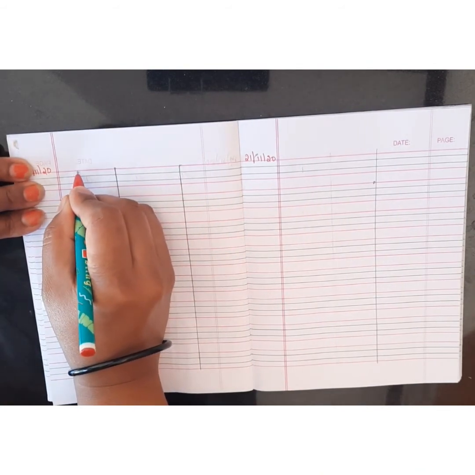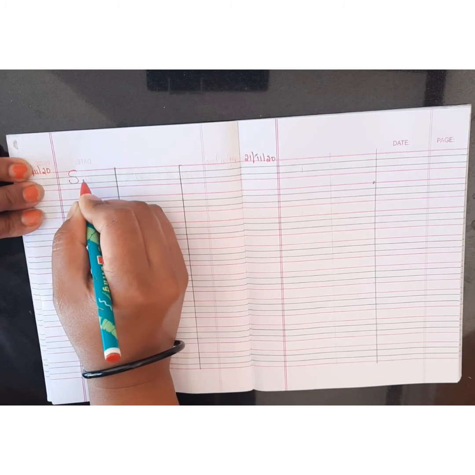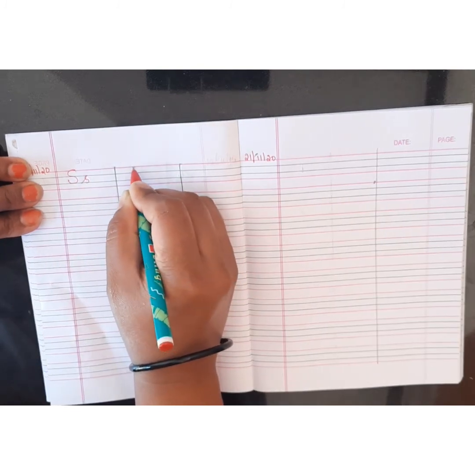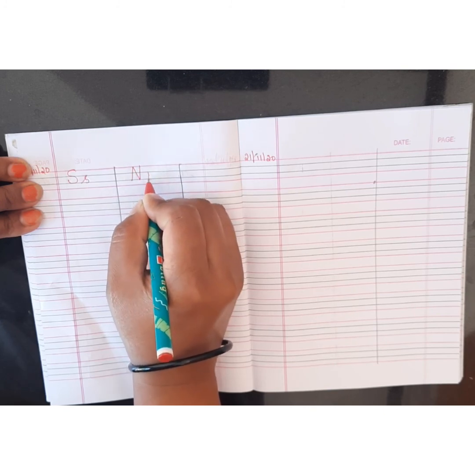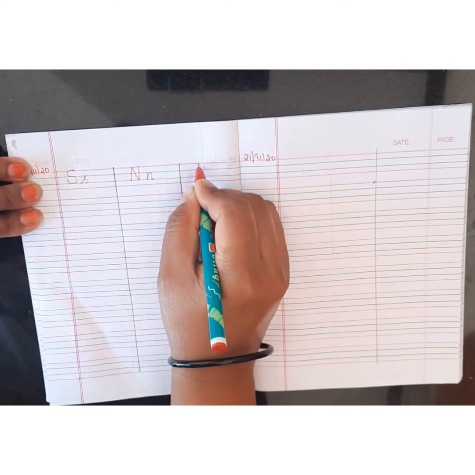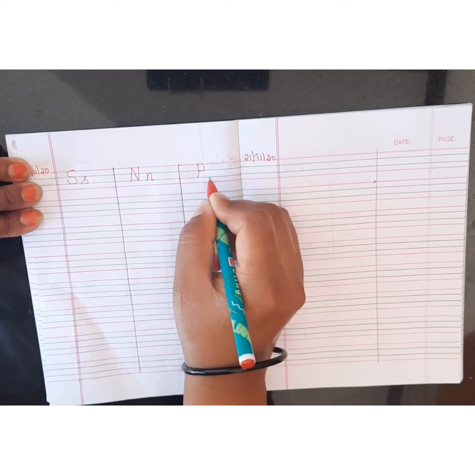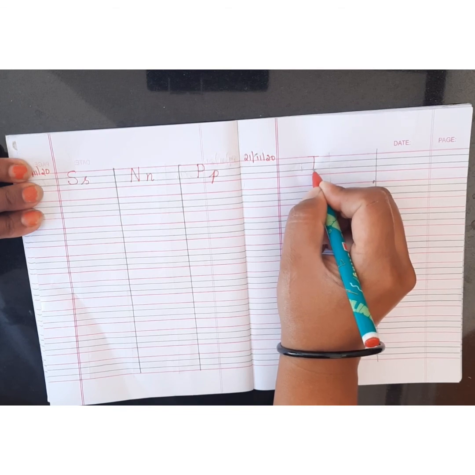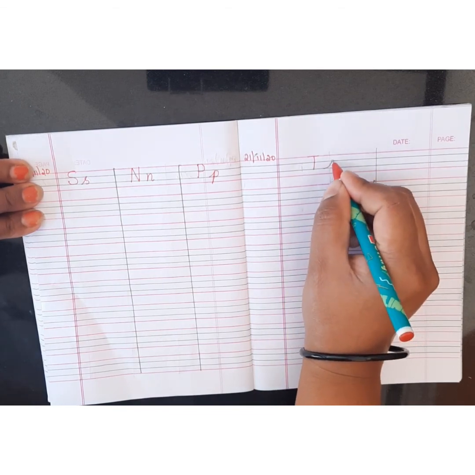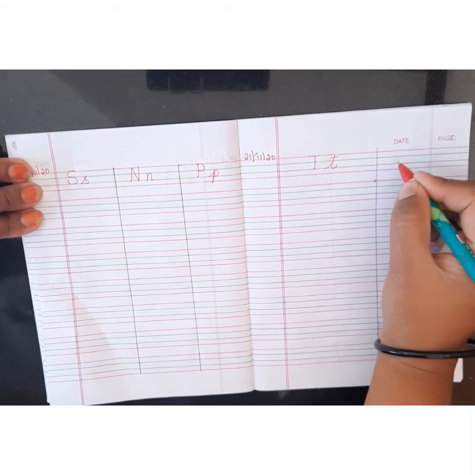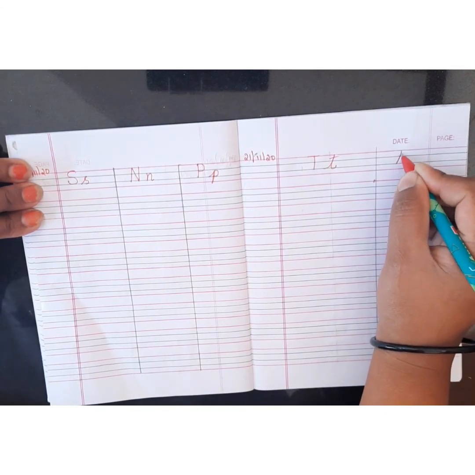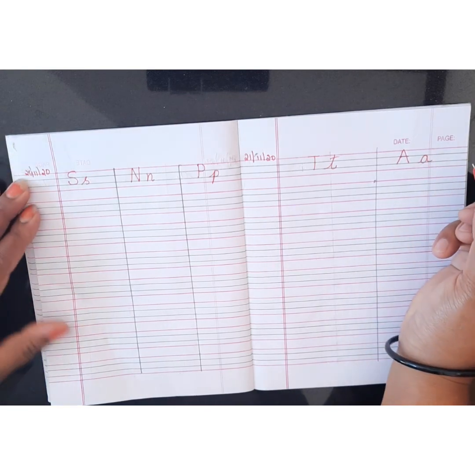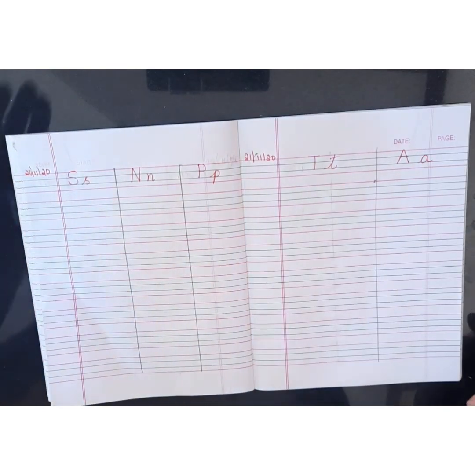Next, children, you are going to practice what you have studied all these days. S says S, N says N, P says P, T says T, A says A. You are going to learn all this, children. Thank you.